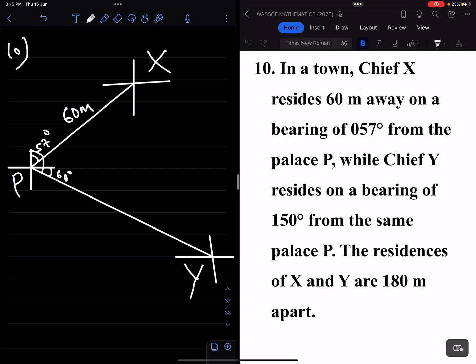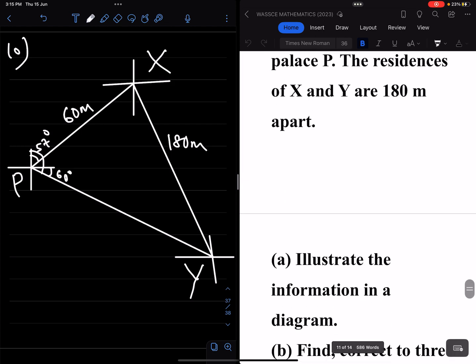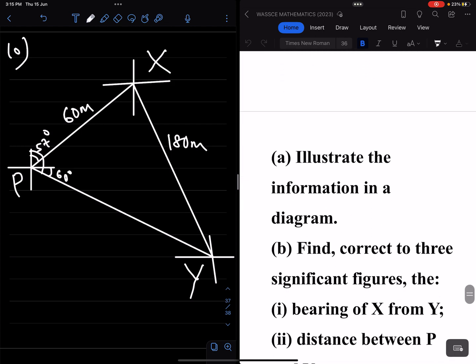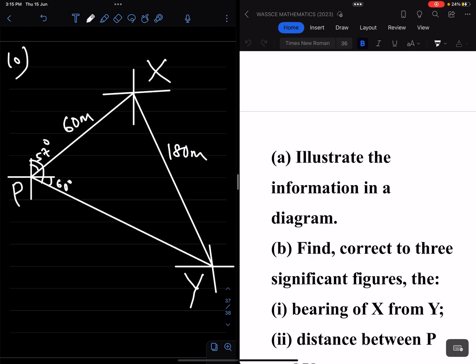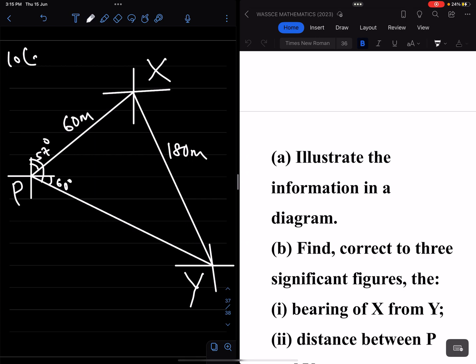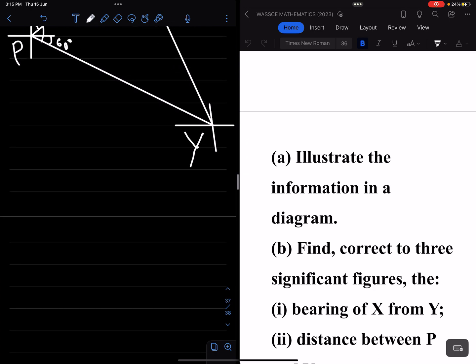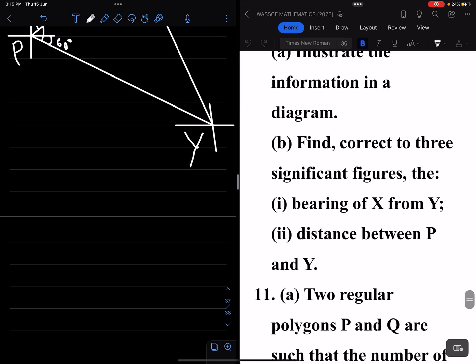Now, what does further information say? The residences of X and Y are 180 meters apart. That means the distance XY is 180 meters. Question A says, illustrate the information in a diagram. We already did that. That's 10A. Now, B says find, correct to 3 significant figures, Roman figure 1, the bearing of X from Y. So I'm going to B Roman figure 1.